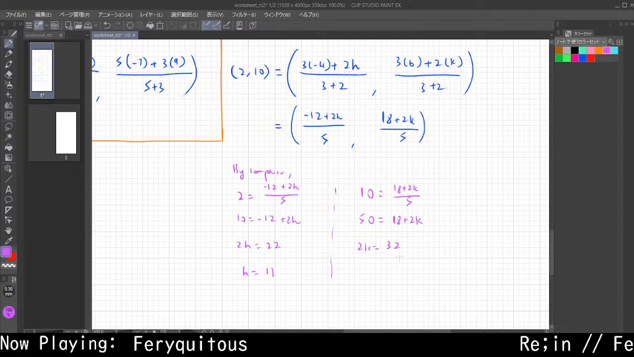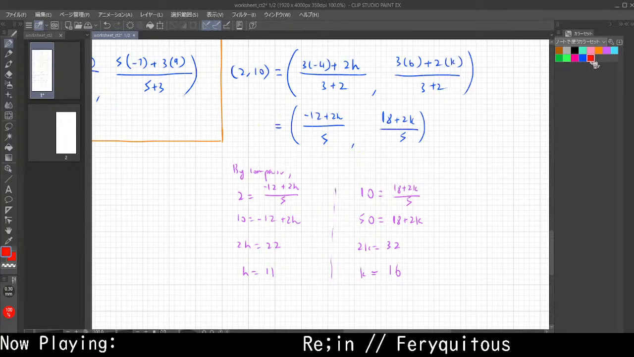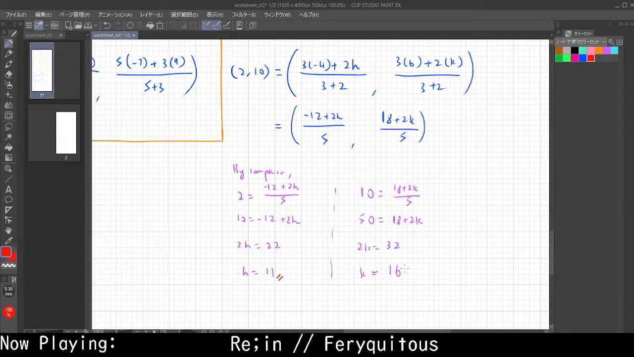2k equals to 32. Then k equals to 32 over 2, you get 16. This is what the question wants. So this will be your answer.